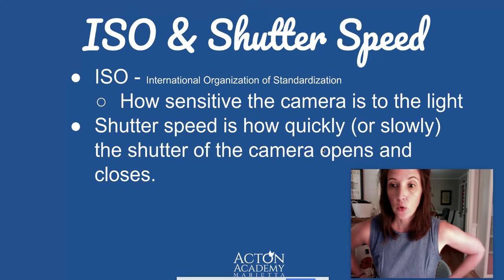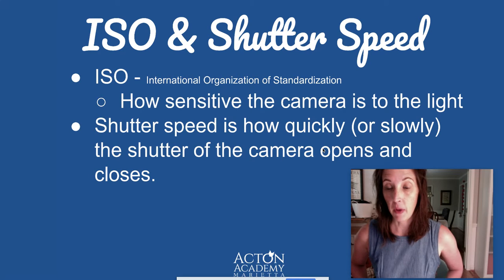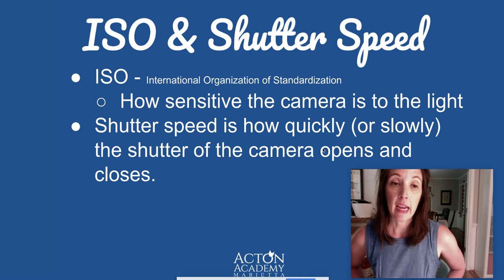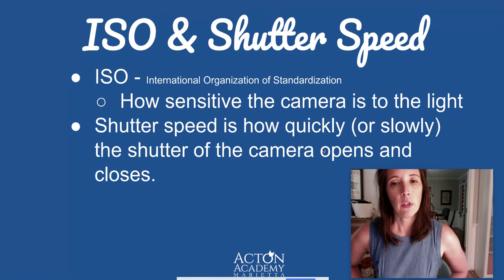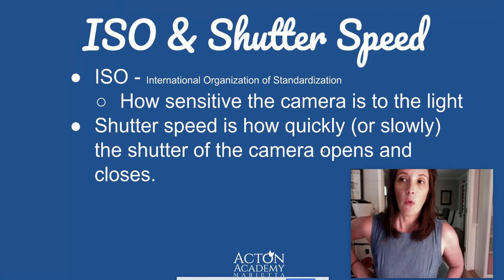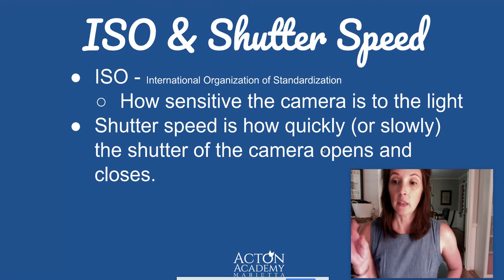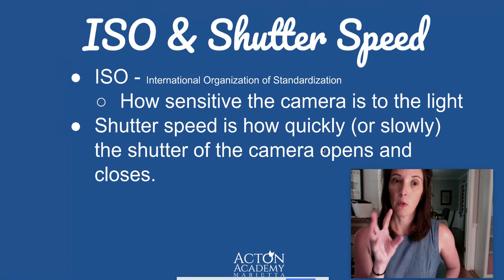Hey guys, so today I want to introduce you to two things about your camera and about photography. The first thing is ISO, and the second thing is shutter speed. These both have to do with how your camera reacts to light, and it will have an effect on a couple of things, mostly whether what you're taking a picture of ends up blurry or very clear. Sometimes you're going to want things to be a little bit blurry, and sometimes you're going to want them to be super sharp and super clear.